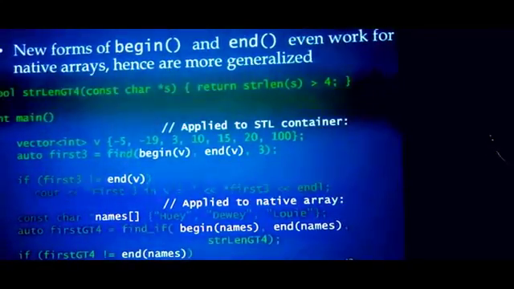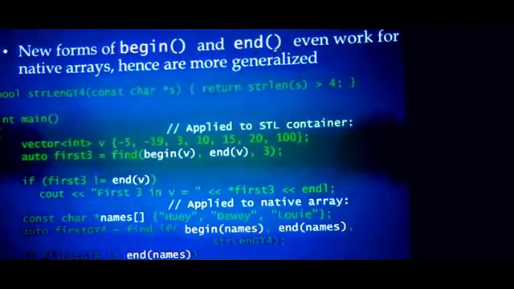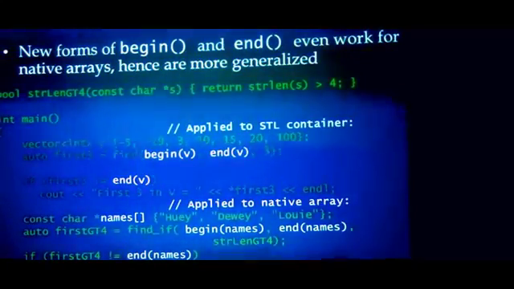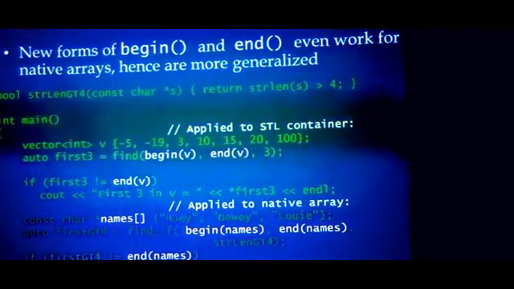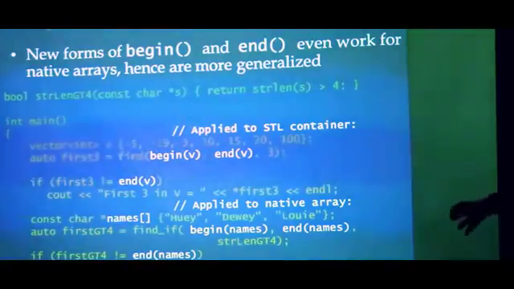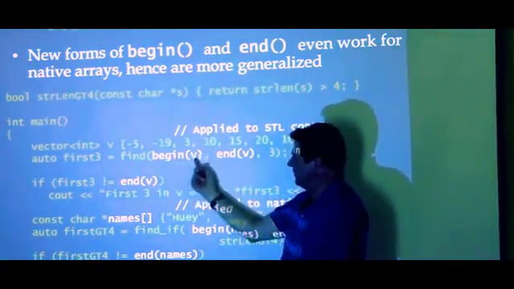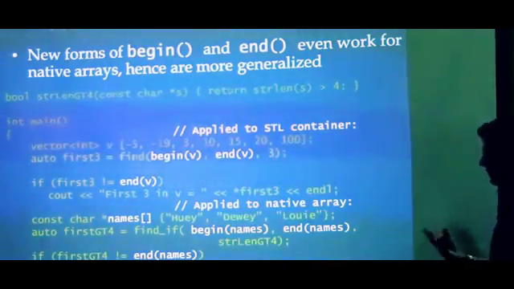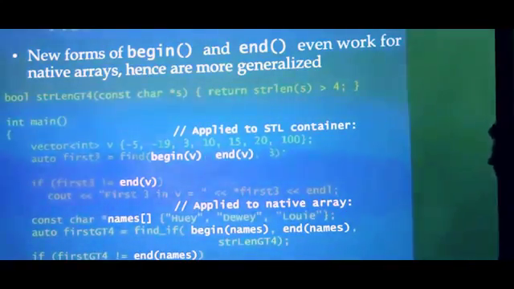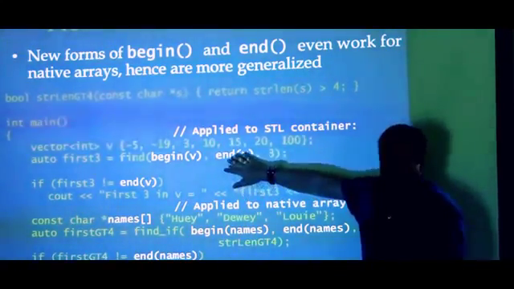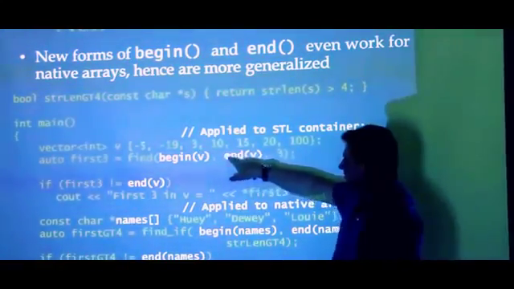Another new feature, non-member begin and end. So C++11 supplies begin and end that are functional. When applied to a container, they work exactly as if you said container.begin, container.end. It's just the syntax is flipped around. So here's our container v. We can say begin v. That is exactly the same as saying v.begin. And end v is exactly the same as v.end. So just for v, there's no real advantage. But the advantage is that you can also apply these to things like native arrays.